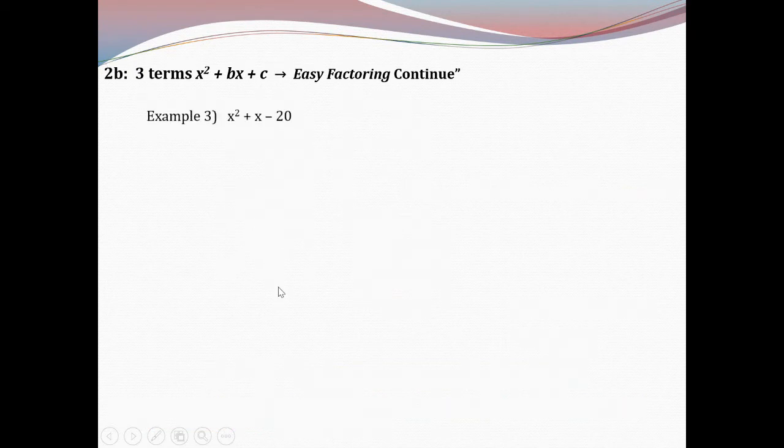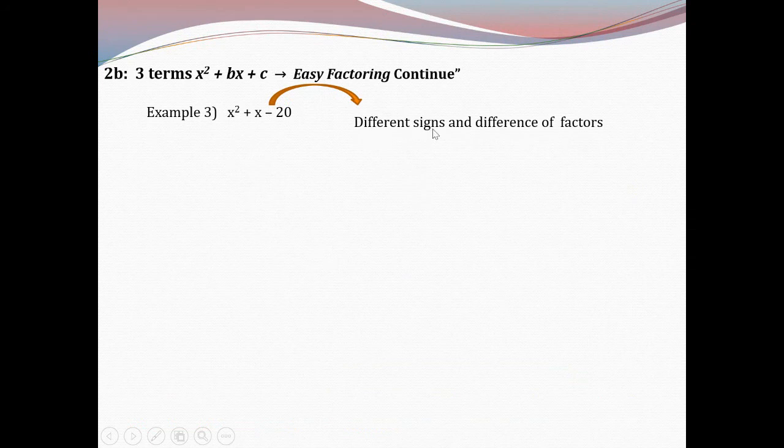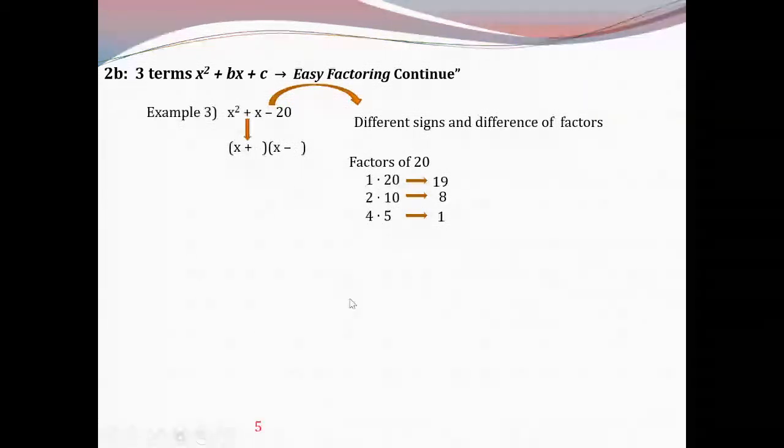So now I'm going to use that simplified method, okay? So here the signs are different, so it's going to be the difference of the factors. The sign comes down, so it's going to be x plus and x minus. Factors of 20. How can we get 20? These are the factors of 20. Now, it's going to be the difference: 19, 8, and 1. Which is a 1, right? So it's going to be the 4 and the 5. Remember, guys, if you bring the sign down, the biggest factor always goes first.